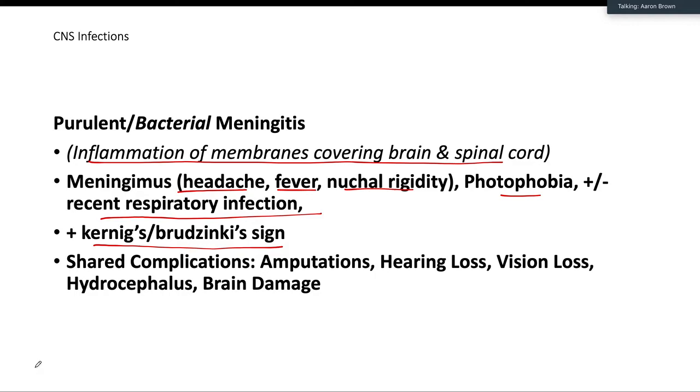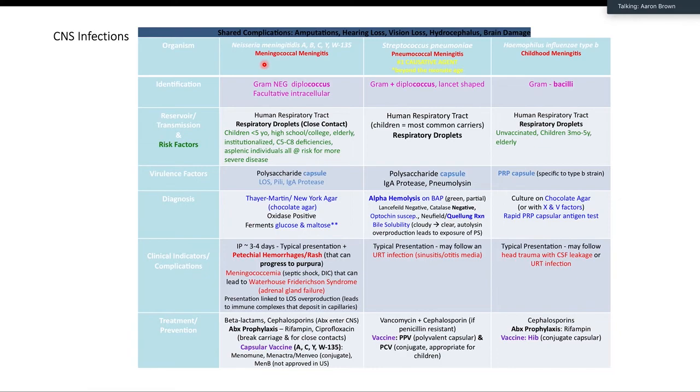Okay, so Neisseria meningitidis, a very important cause of meningitis. So meningococcal meningitis, still Neisseria, so it's still a diplococcus. The reservoir is going to be the human respiratory tract.